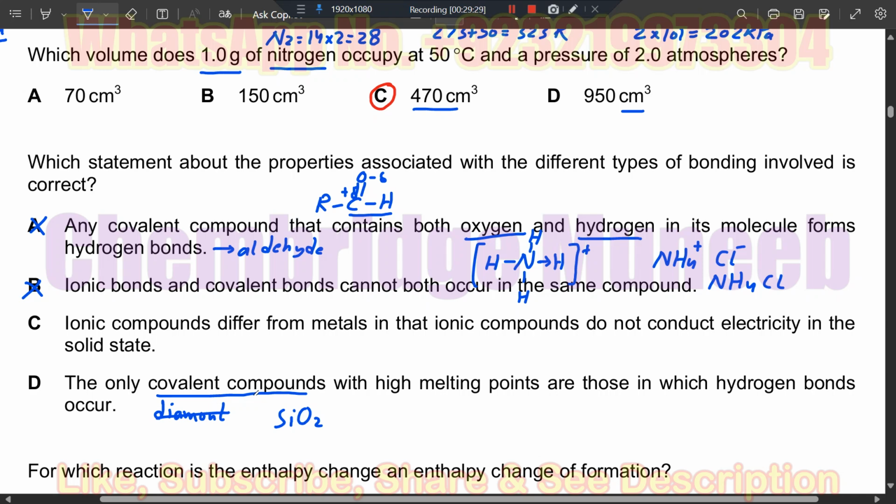So there is no hydrogen bonding in this molecule. It does not fulfill the requirement for the hydrogen bonds. So it is not correct.